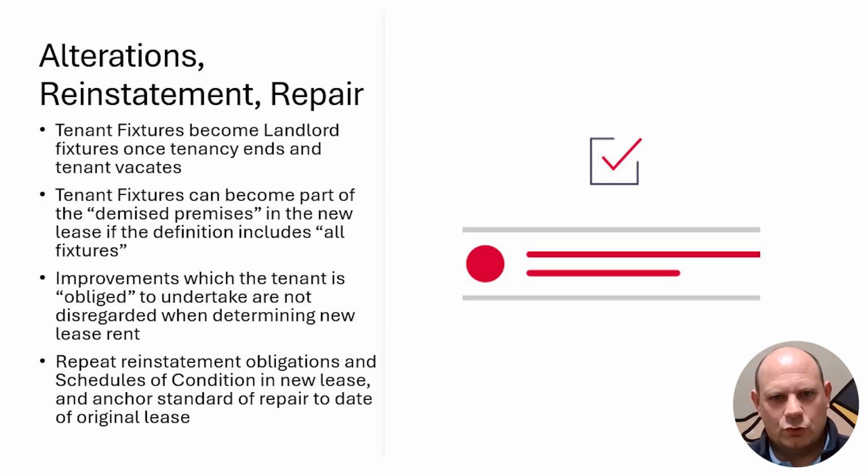Moving now to look at reinstatement. And it's probably best that I give you an illustration. Let's say the tenant installs a mezzanine floor, all properly consented to and all documented in the license for alterations. Those licenses likely require reinstatement at lease expiry. But what happens to those reinstatement obligations when the old lease ends and the new lease is entered into as part of the lease renewal process?